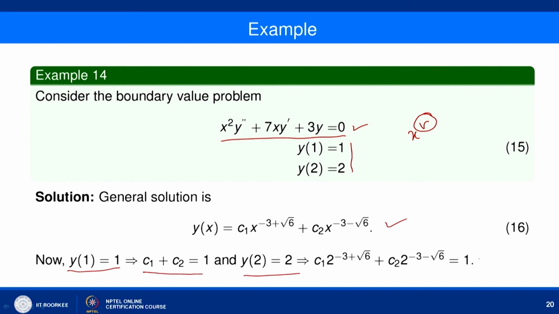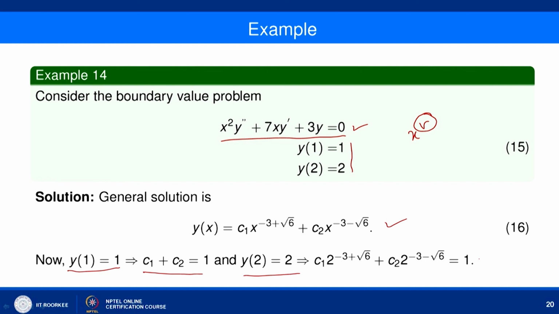Consider the boundary value problem x square y double dash plus 7 x y dash plus 3 y equal to 0 with the non-homogeneous boundary conditions y(1) equal to 1 and y(2) equal to 2. Since it is a Cauchy-Euler equation, our solution is given in terms of x to the power r. For which values of r is x to the power r a solution, we have already discussed, and we can easily see that y(x) equal to c 1 x to the power minus 3 plus root 6 plus c 2 x to the power minus 3 minus root 6 is a general solution. I am leaving it to you to find this general solution.